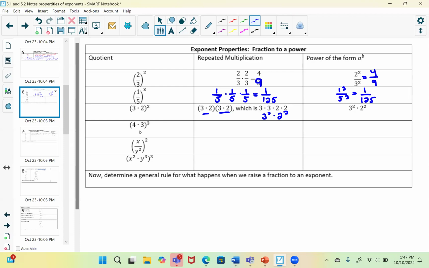Any other symbol, I mean, it works for multiplication or division, but if you're adding or subtracting, this does not work. Please keep that in mind. Okay, so this is the same thing.